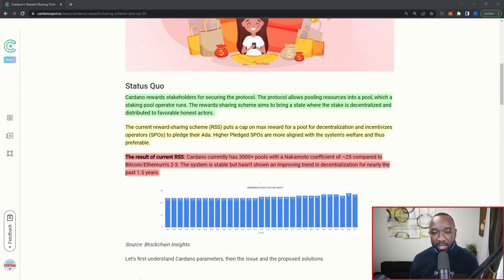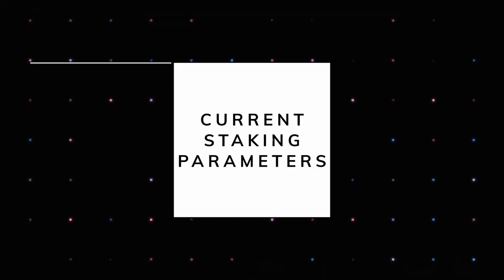So there's been a lot of questions and concern within the community as to how we can actually raise this MAV value, which is the minimum attack vector value, which again is sitting at about 24 to 25 for Cardano compared to Ethereum and Bitcoin's 2 and 3. And so this is where SIP 50 is going to be coming in. And let's talk a little bit more about that scrolling down below.